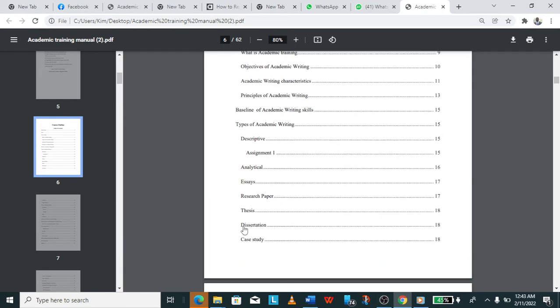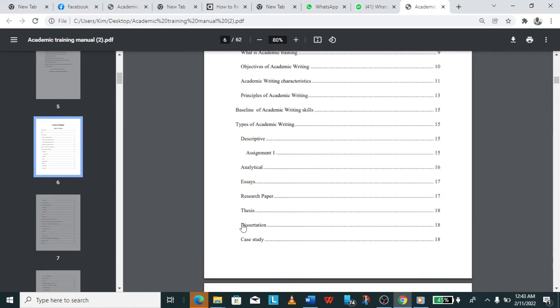There is analytical writing. If you're a scientific writer, you have to be analytical. You have to go into the details and say, this is idea A, idea B, and idea C, and what are the outlying differences between these three? And then there are essays.